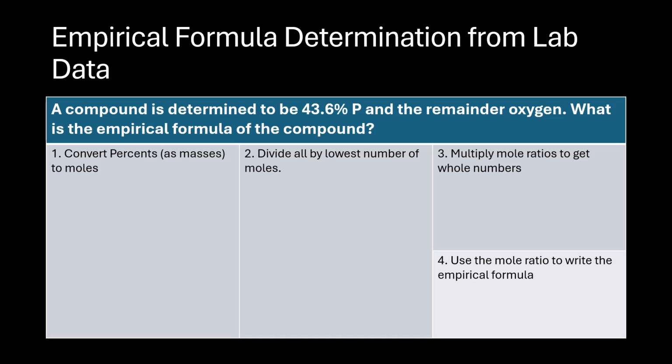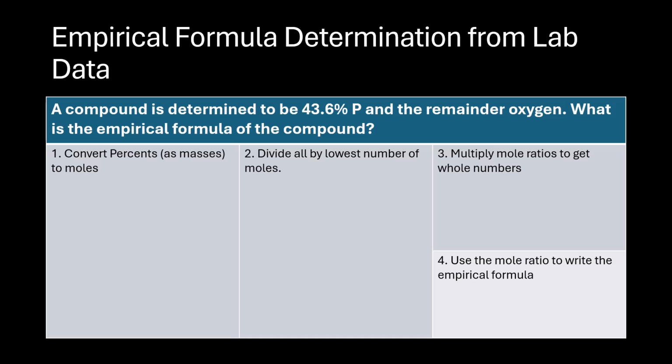43.6% phosphorus and the remainder oxygen, we do know how much oxygen is left because we would just subtract that from 100. But what we're going to do is convert percents as masses to moles. And so instead of saying 43.6%, we're just going to pretend that we have 100 grams of this substance because the amount of grams doesn't matter because they're going to be in fixed ratios. So we're just going to pretend we have 100 grams of this and use the percents as grams.